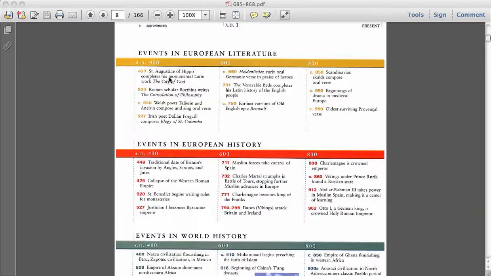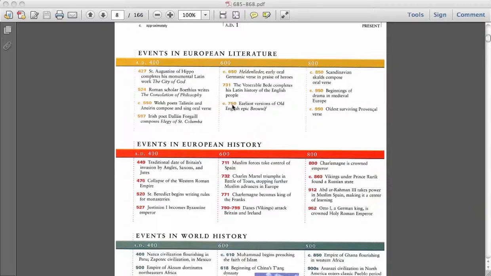So all we have to do is look for Beowulf, and let's see right here, St. Augustine of Hippo completes his monumental City of God. That's not it. Roman scholar Boethius writes The Consolation of Philosophy. No, that's not it. Welsh poets Taliesin and Aneirin compose oral verse. No. Irish poet Forgaill writes Elegy of St. Columba. No. Hildebrand and other Germanic verse on praise and heroes. No. The Venerable Bede completes the Latin history of the English people. No. The earliest versions of the Old English epic Beowulf. Right there. So that was created in 760 AD.